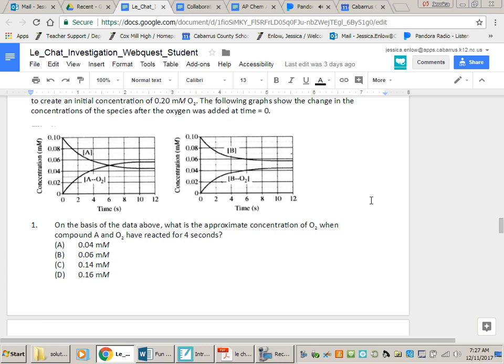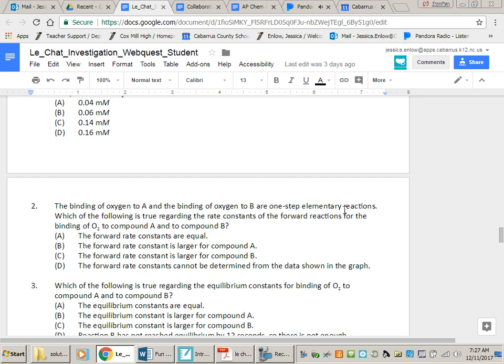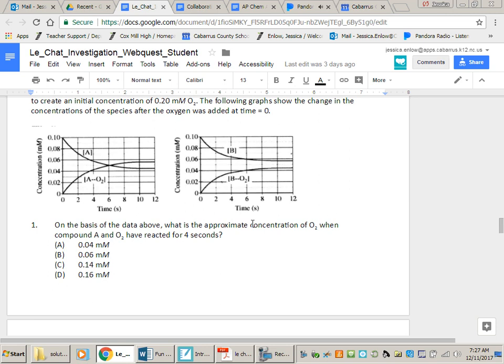So number 2, raise your hand. A, B, C, D. All right, so I have a fight between A and B. So tell me how you guys approach number 2 here. We had binding of oxygen to A and the binding of oxygen to B as 1-step elementary processes. Which is true regarding the rate constants for the forward binding of oxygen for compound A and B? So my people who said A, why do we say the rate constants are equal? Let's get an explanation here.